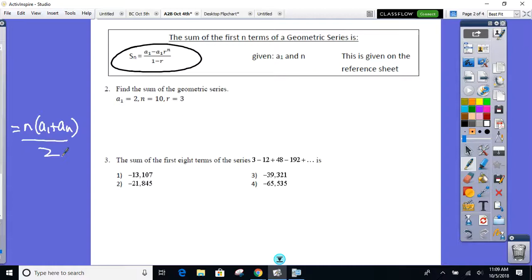Okay, find the sum of this series here. First value is 2, n equals 10, and my r is 3. So if I'm finding sum, I'm going to jot down that formula on the formula sheet right now. a1 minus a1 times r raised to the n all over 1 minus r. All those letters should look familiar to us if we were here yesterday, or heck, even the rest of the unit.